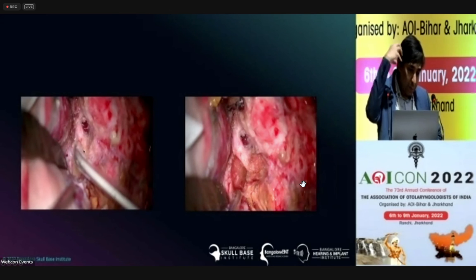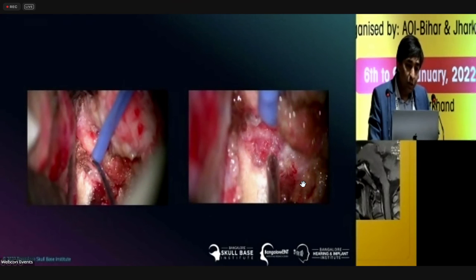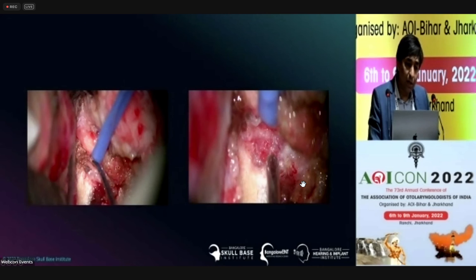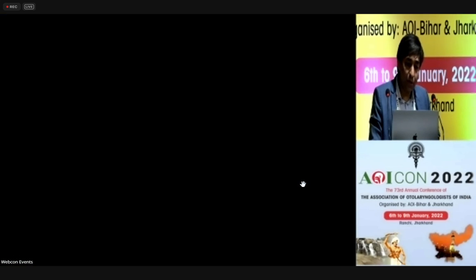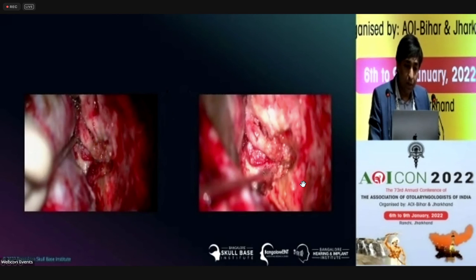And then I approach it from laterally. I go laterally and from middle fossa. So the zygoma has been drilled out. The root of the zygoma has been drilled out. The greater wing of sphenoid has been drilled out. The tumor is coming into view. The carotid is here, looped around. So I'm pulling the carotid forward. The small remnant here that you see is what we removed in the third stage.